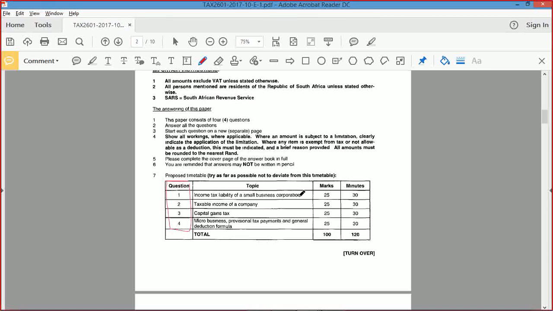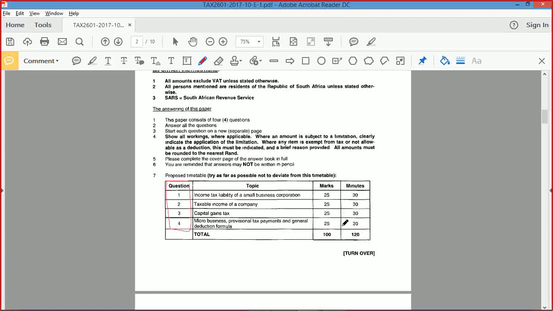That's actually not too bad. Taxable income of a company, also not bad at all. Capital gains, which is CGT, which is the stuff that we looked at last week. And then we've got the last bit, which is looking at micro business provisional tax payments and the general deduction formula.